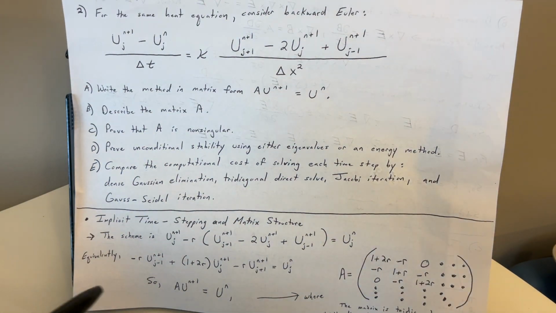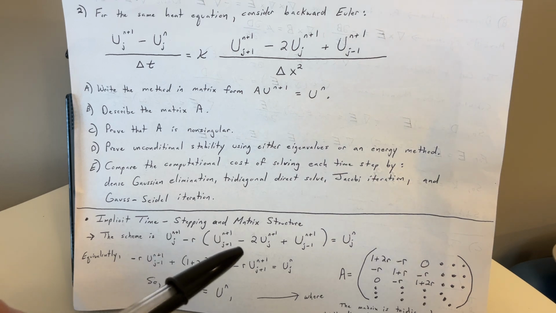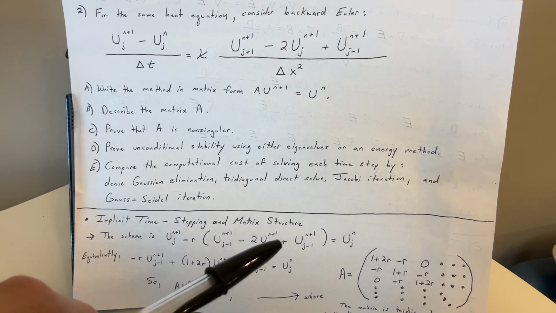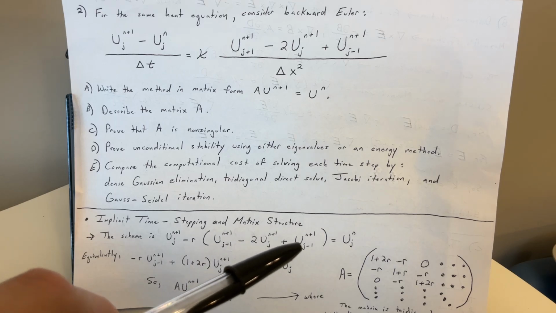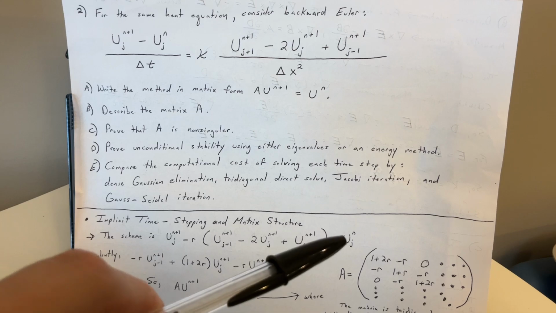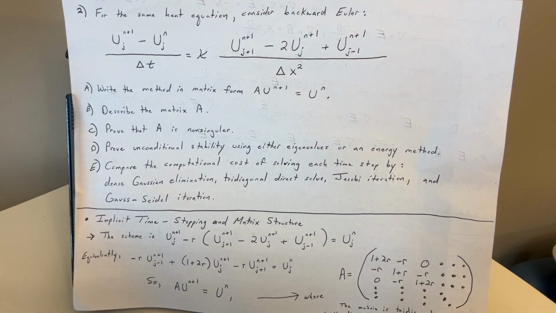So the scheme is u_j^{n+1} minus r times the quantity u_{j+1}^{n+1} minus 2u_j^{n+1} plus u_{j-1}^{n+1}, and that is equal to u_j^n. Now equivalently, negative r u_{j-1}^{n+1} plus the quantity 1 plus 2r times u_j^{n+1} minus r u_{j+1}^{n+1} equals u_j^n.